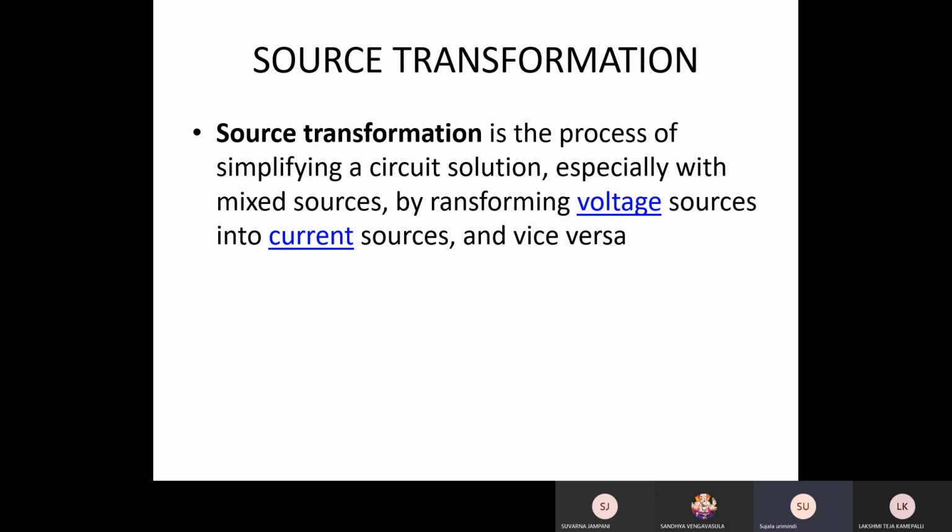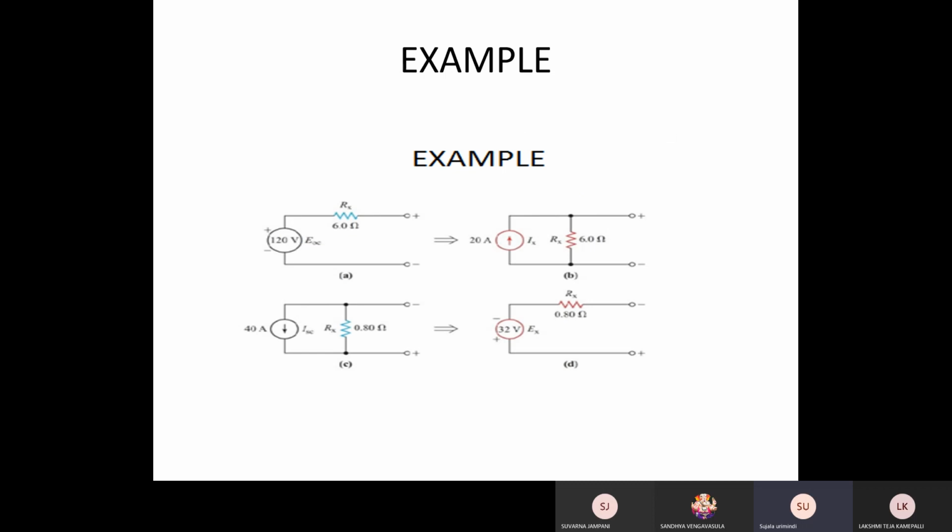Generally we know that there are two kinds of sources: one is the voltage source and the next one is the current source. A voltage source means whatever the current is, the voltage is maintained constant; that is called an ideal voltage source. For a current source, whatever the voltage is, the current is maintained constant; that is called an ideal current source. So how do you do the source transformation?